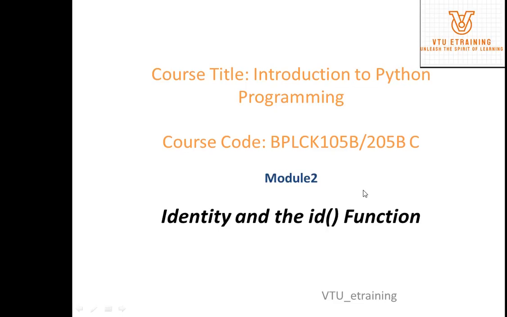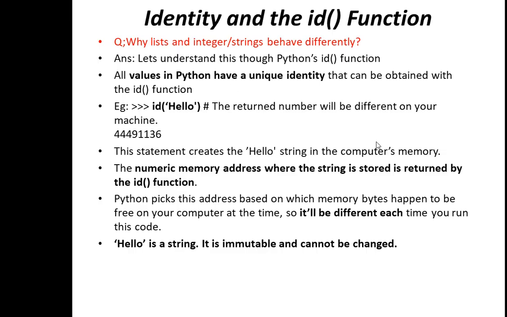So in this session we will discuss identity and the ID function. In the last session we saw how the list and integer behave very differently with respect to references. So the question is why lists and integers or strings behave differently. We even gave the reason in the last session, saying that it's because lists are mutable, they can be modified, whereas integers or strings are immutable. Let's discuss this in detail.